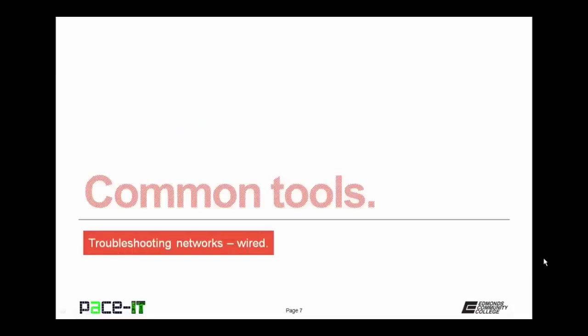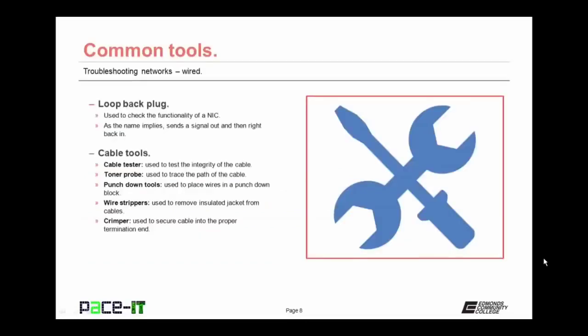Now let's talk about some tools that you can use to solve these network problems. The first tool that we're going to talk about is the loopback plug. This is used to check the functionality of your network interface card. It plugs into the NIC, and when you ping, it sends a signal out the NIC and then right back in. It's a great tool to use when you need to troubleshoot a NIC.